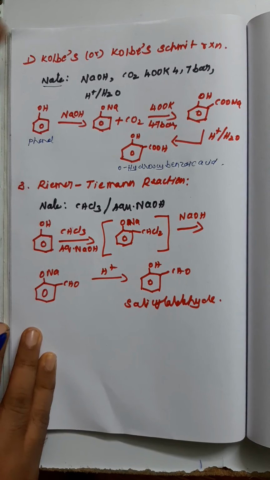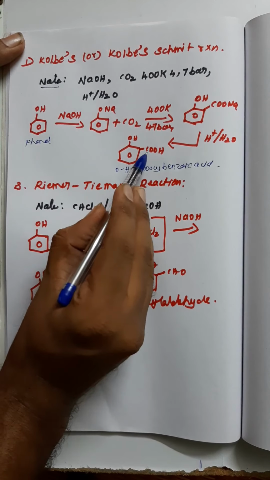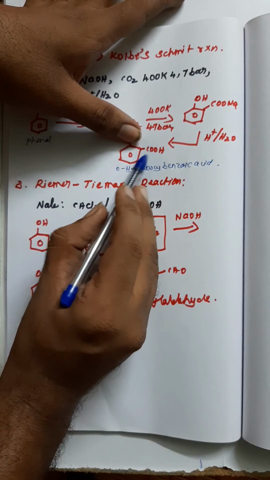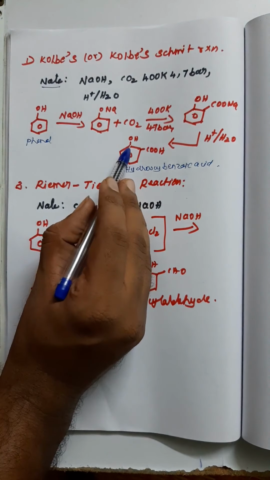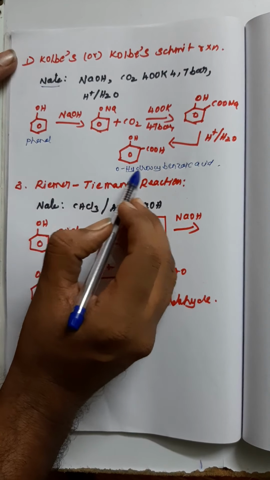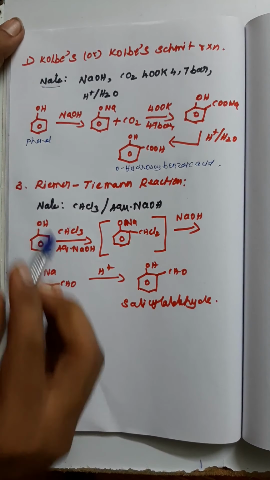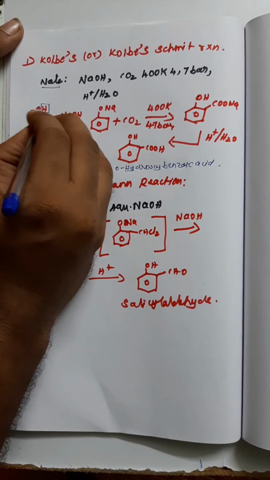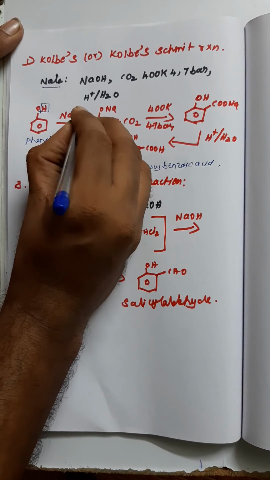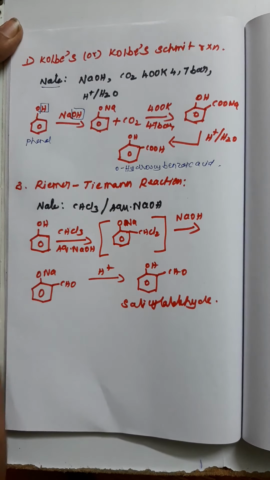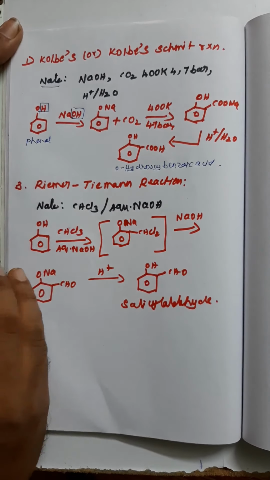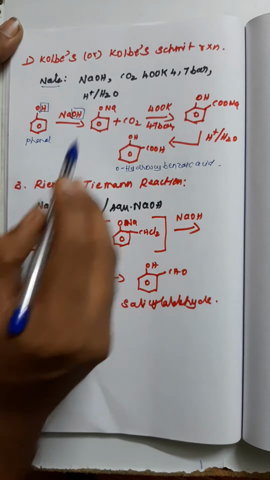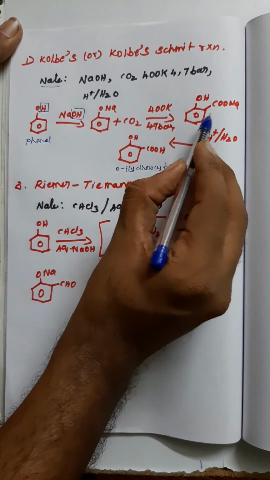Between these two functional groups, COOH is the main functional group. So benzene containing an acid is called benzoic acid. We have the hydroxy in the ortho position, so it is orthohydroxy benzoic acid. First, phenol reacts with NaOH: the hydrogen from this part is removed and it is converted to sodium phenoxide. Second catalyst, CO2 at 400 Kelvin and 4 to 7 bar pressure. When we apply this, you will get this product.